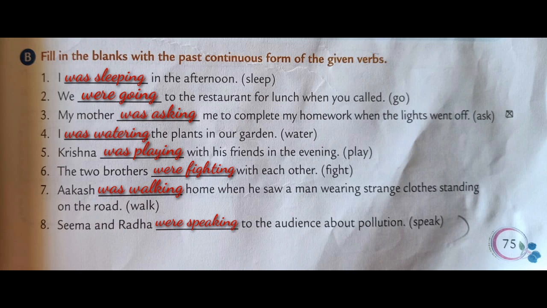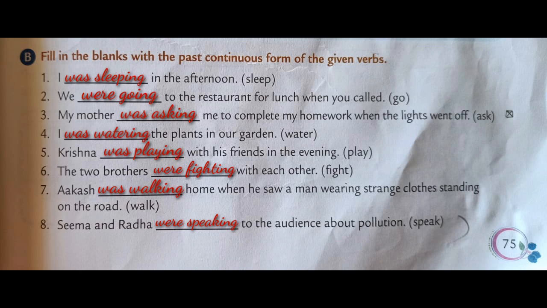Second one, we were going to the restaurant for lunch when you called. Here, the given verb is go. Go changed to were going because the we subject is plural. So we are using were going. Third one, my mother was asking me to complete my homework when the lights went off. Here, the given verb is ask. Ask changed to was asking because mother is a singular subject.